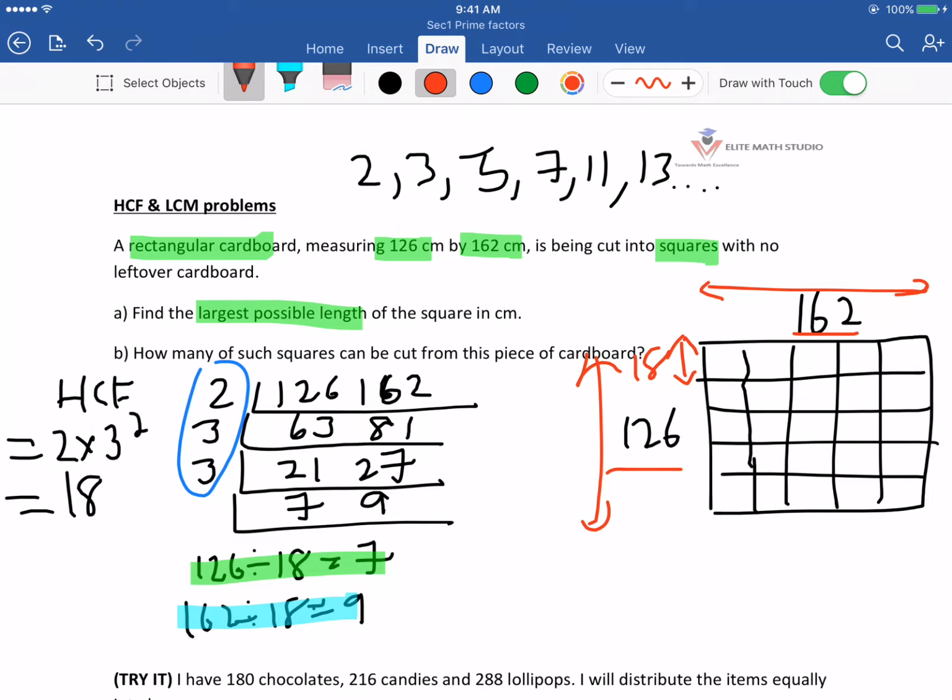So we know that we can put 7 squares on the breadth, and we can put 9 squares on the length. So how many squares would that be? Each row there are 9 squares, there are 7 rows. So the answer will be just 7 times 9. Okay, the answer is just 63. That's the answer.